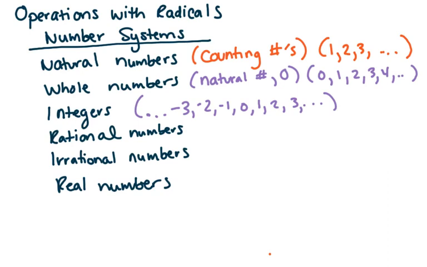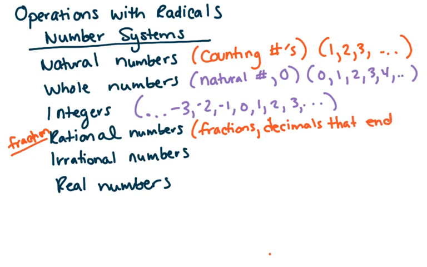Rational numbers. When you ever see the word rational in math, I want you to always think fraction. Rational expressions are expressions that deal with fractions. Rational numbers are numbers that deal with fractions. Rational exponents are exponents that deal with fractions. So rational numbers are going to include fractions. They're going to include decimals that end, so for example, like 0.25. It's going to include also decimals that repeat.